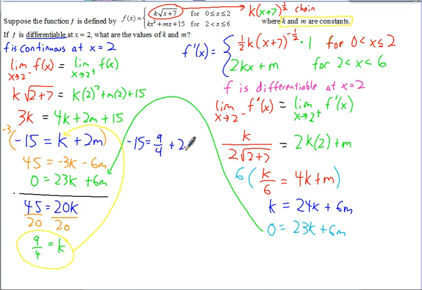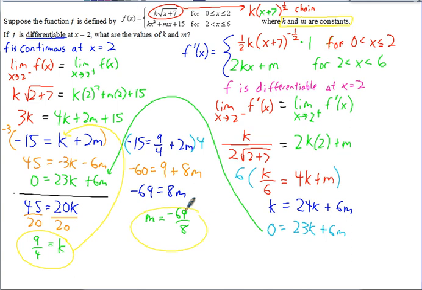and then plus 2m. So again, if you don't want to have to deal with the fractions, what you can do is just multiply it all by 4. So 4 times -15 is -60 equals 4 times 9/4, the 4's cancel, gives you 9. 4 times 2m is 8m. And subtract the 9, which is -69 equals 8m. Divide by 8, we get m equals -69 over 8.